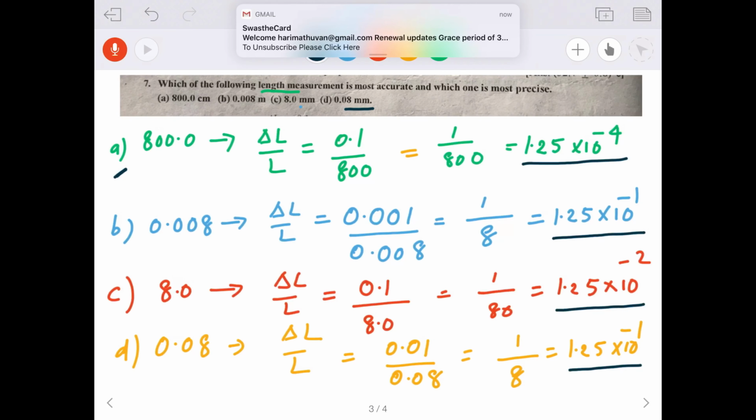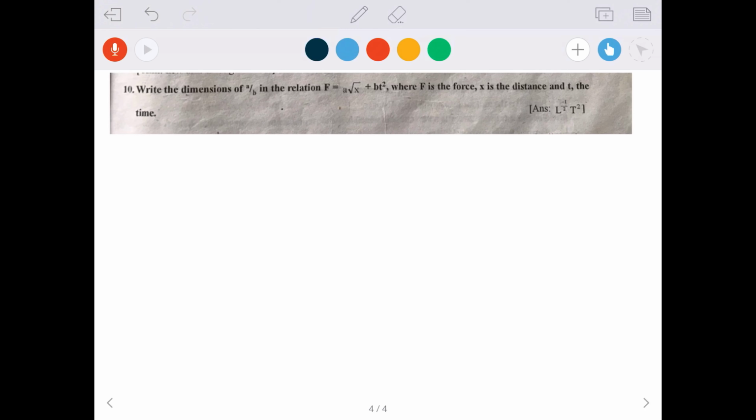Okay, come to the third question. Our third question is, write the dimension of A by B in the relation F is equal to A root x plus B t square, where F is the force, x is the distance and t is the time. So this is also a general question. So the answer is also given on the right side. Anyway, we will try to do this question. So let me write the equation F equal to A root x plus B t square.